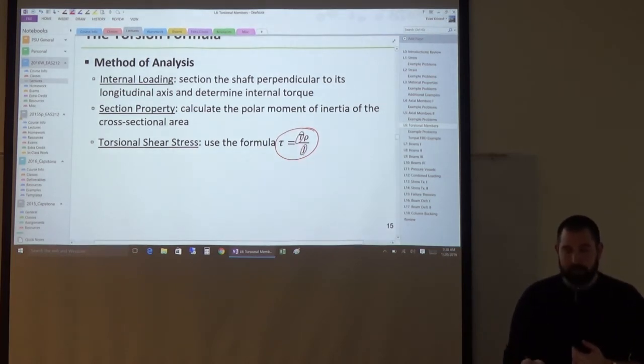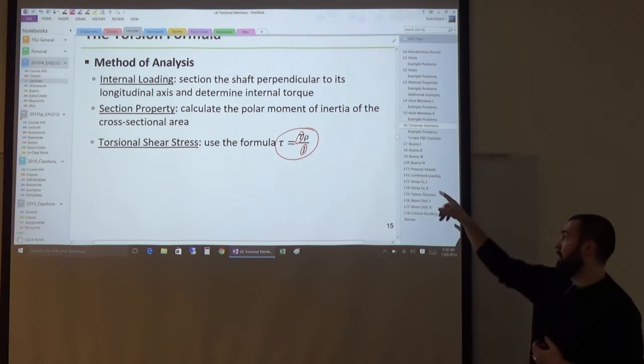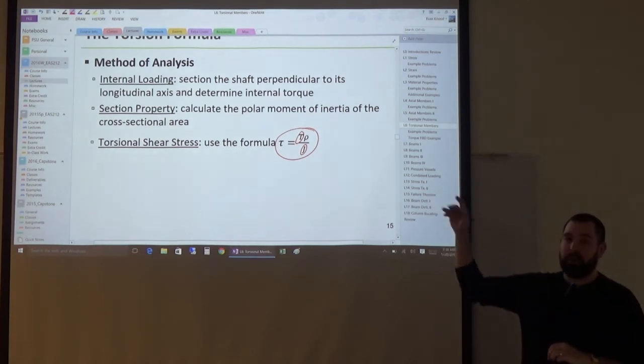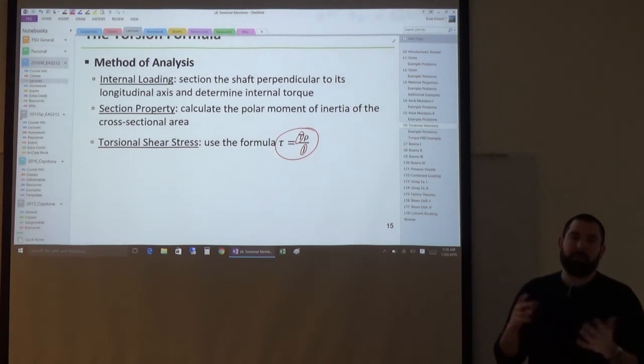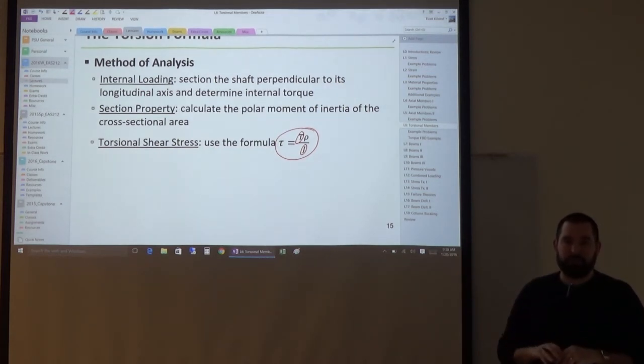Once you have T and you have J, any given point will have a specific value for rho, and so you can calculate it at the outside, you can calculate it at any intermediate point. The shear stress in the middle is always going to be 0, so that doesn't really need a calculation, but that's really all that you need to calculate the shear stress at a given point.